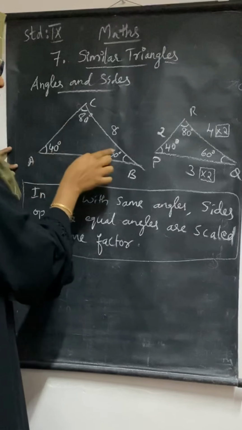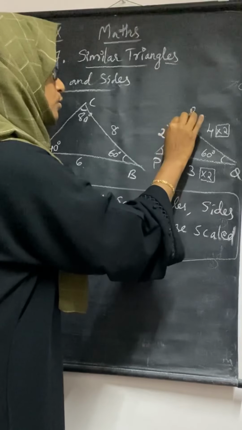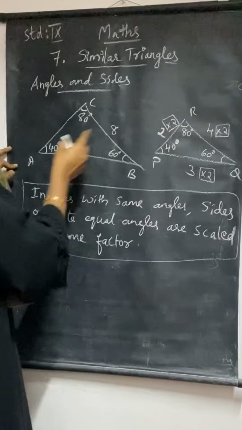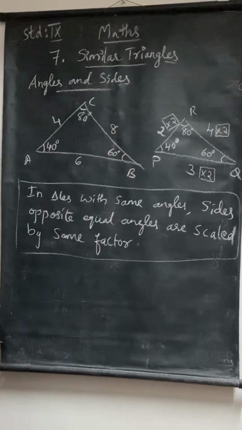Now, which is remaining? Opposite of 60. Opposite of 60, how much is this? 2. So, 2 into 2, because you multiplied 2 everywhere. So, 2 2s are 4. So, like this you got. Now, you can say these two triangles are similar.